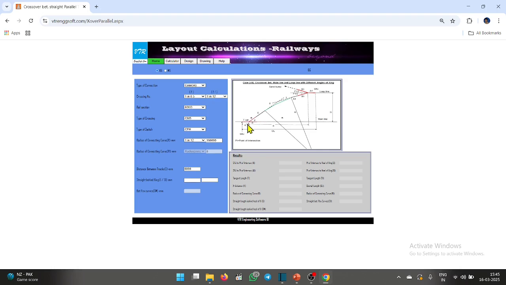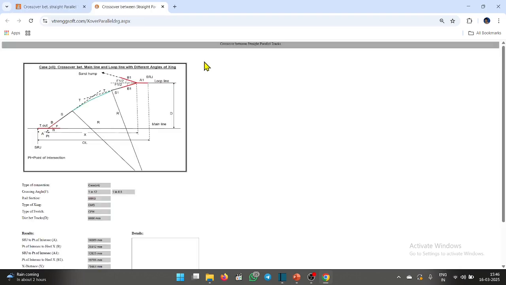Here let us have 1 in 12, then normally for our symmetrical split, 6 meters let us have that. Here 1 in 12 radius we can provide. Sorry, 1 in 12 radius. Okay, so no straight, let us design now. So we got this result. So this is a symmetrical split.